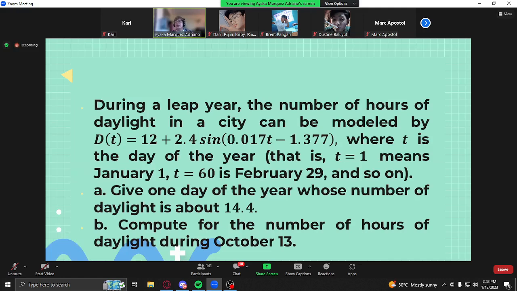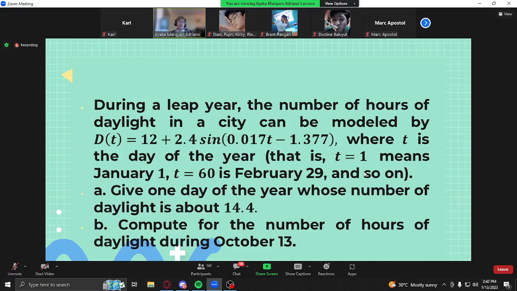Why? Ilang days ba meron tayo sa January? Di ba meron tayong 31 days. And how many days do we have in a leap year? Dun sa kasama pati si February 29, di ba? So 29 plus 31, so it means our t is 60. And so on, no? So give one day of the year whose number of daylight is about 14.4.